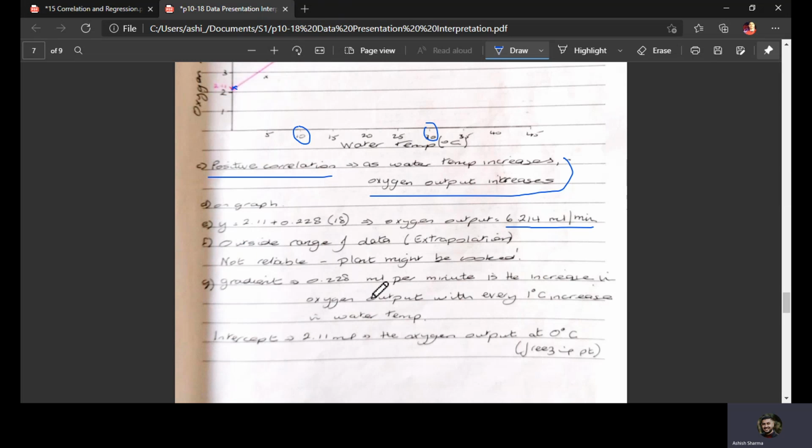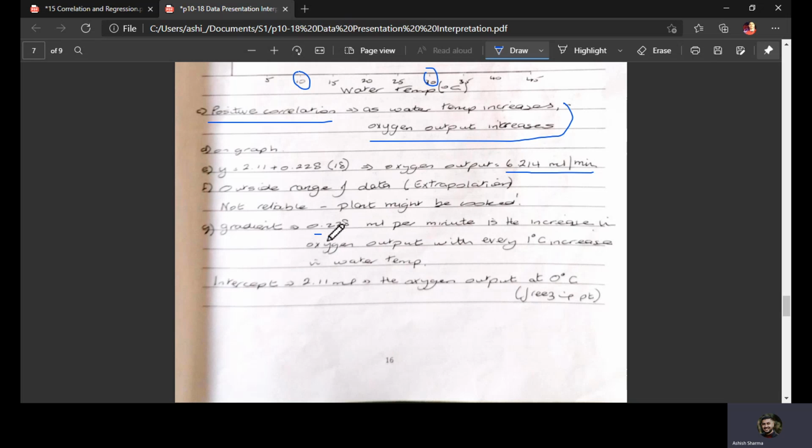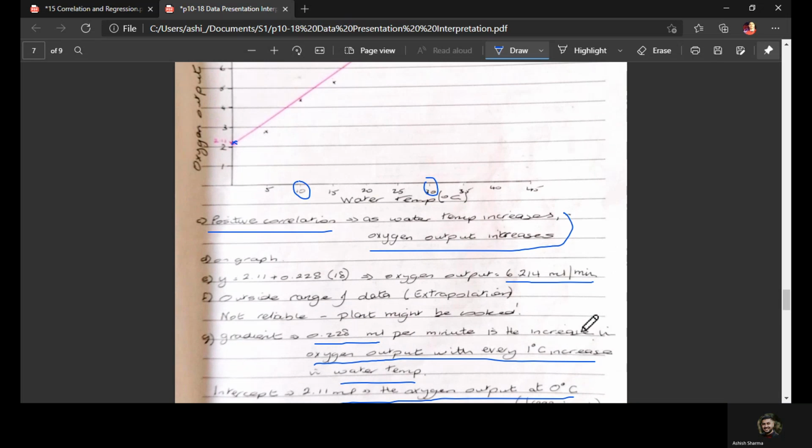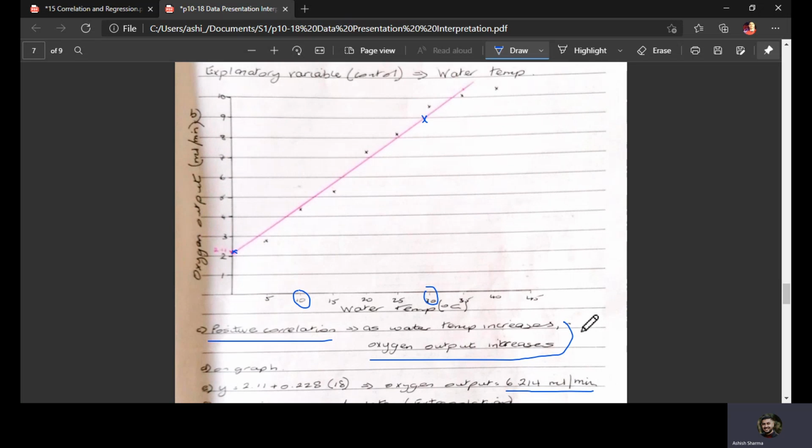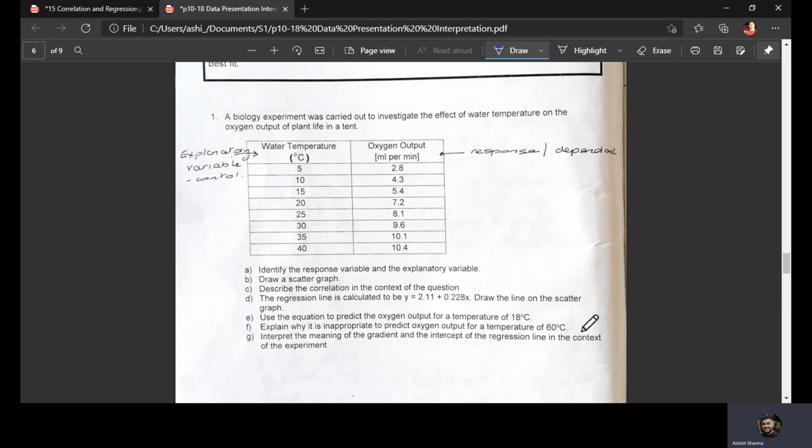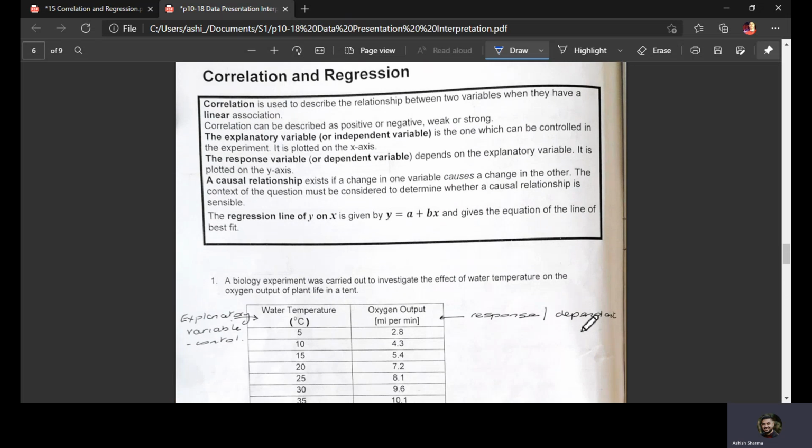So if we were to reword these answers, 0.228 milliliters, which is the gradient, is the increase in oxygen output with every 1 degree increase in water temperature. And the intercept of 2.11 is the oxygen output at 0 degrees, i.e. at freezing point. Okay, so that is this primer on correlation and regression.